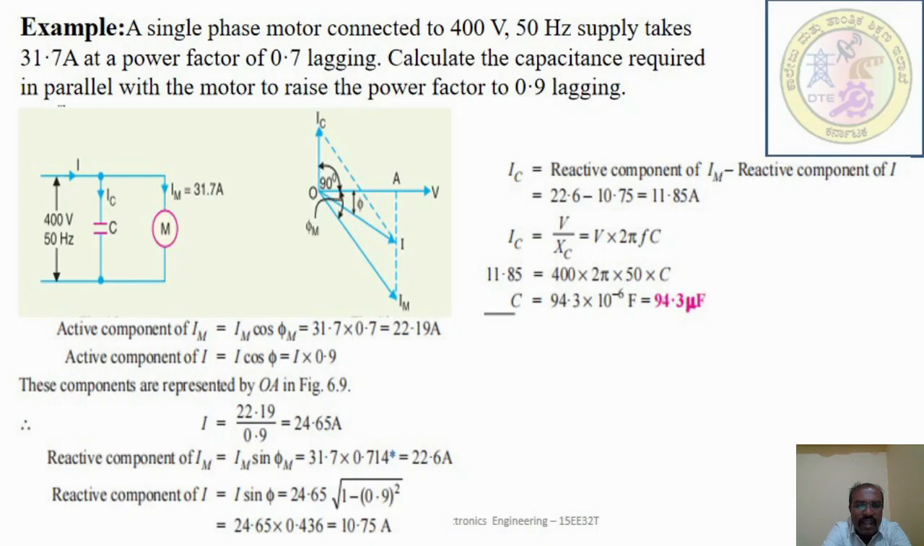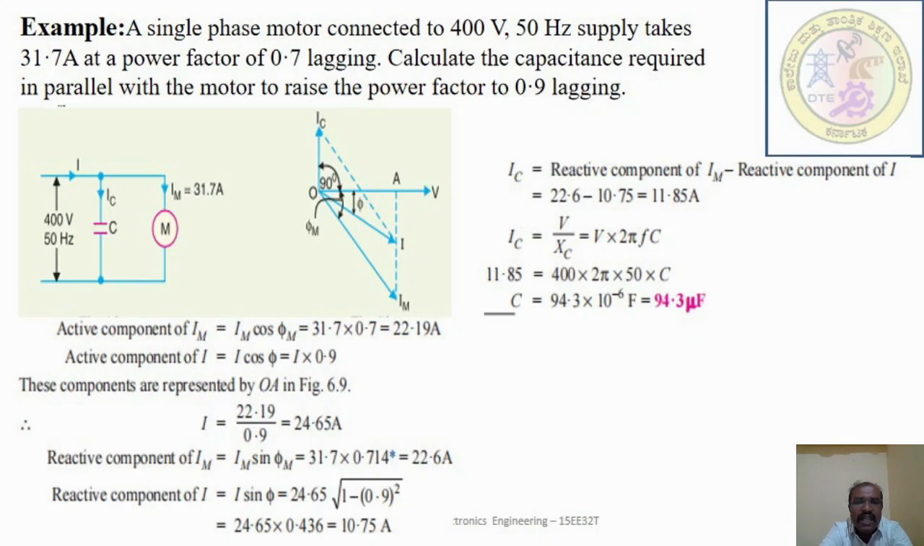Now you can take the active component of IM. IM cos phi m equals 22.19 amperes. That is, the active component is true power or actual power. I is equal to I cos phi, that is I equals 24.65 amperes. The reactive component of the magnetizing current IM is IM sin phi m, that is 22.6 amps. The reactive component of current I is 10.75 amperes.